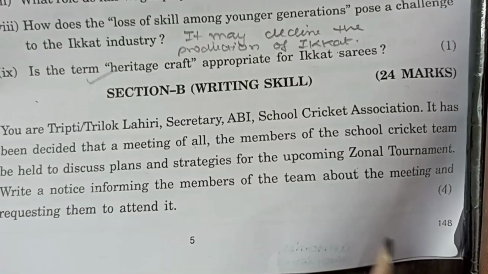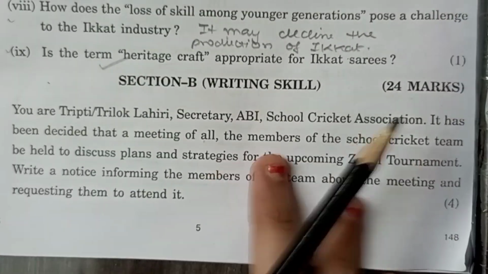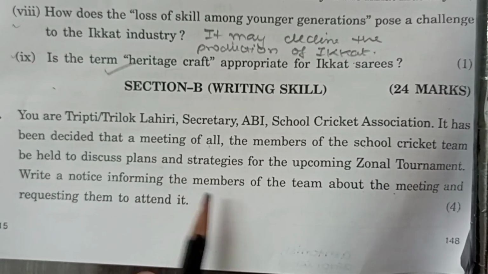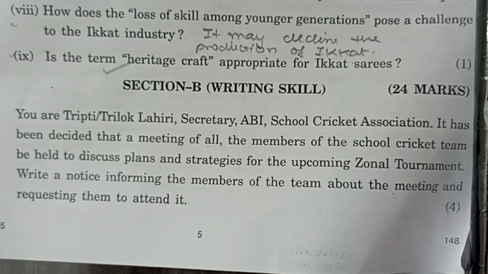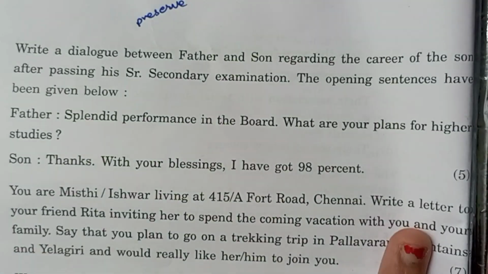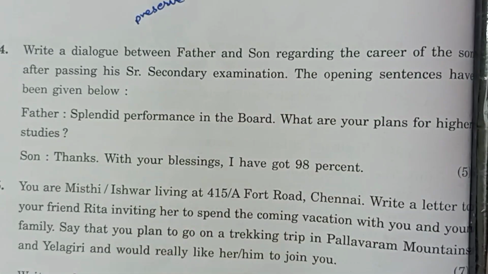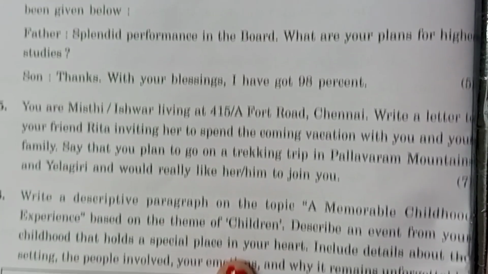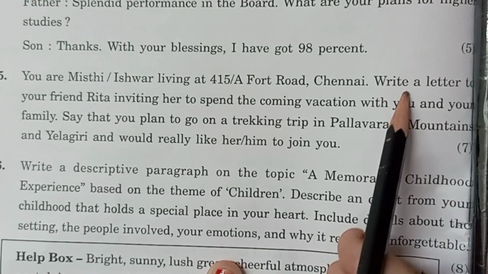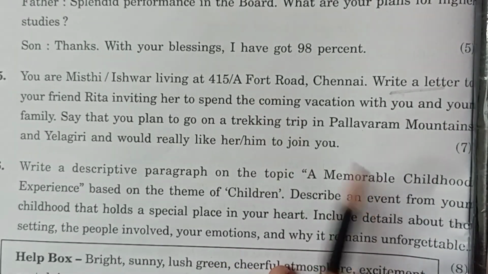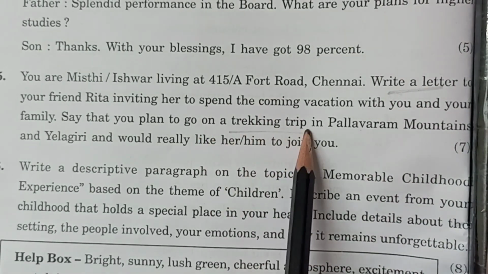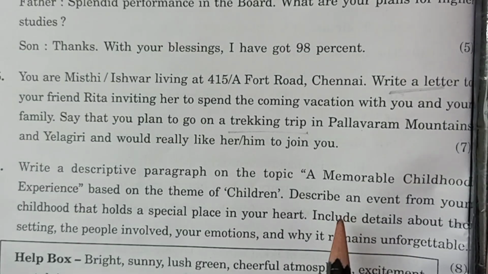So section B comes here. I'll just show you the questions for this. This is a notice writing. You can read it. Let's move to the next question. This is a dialogue writing between a father and a son regarding their career. The next comes an informal letter to a friend about going on a trekking trip. So this is also an easy one.